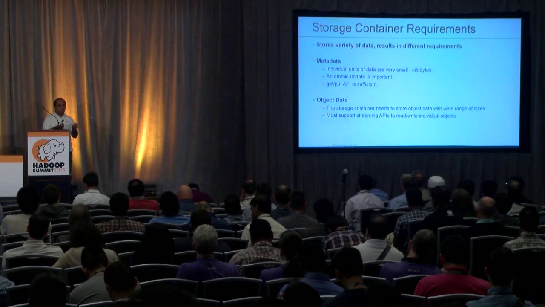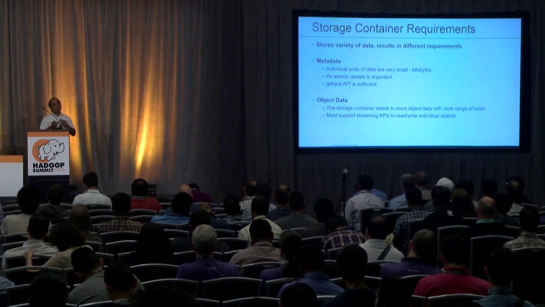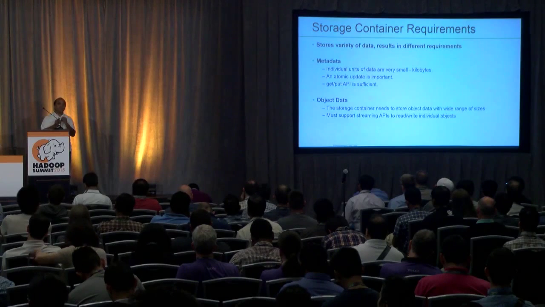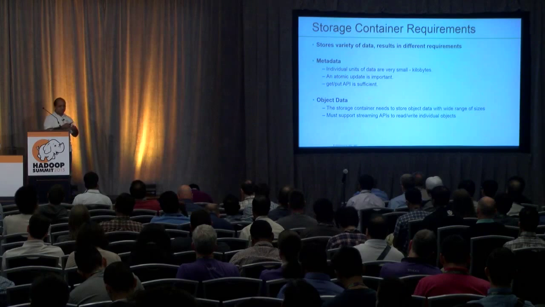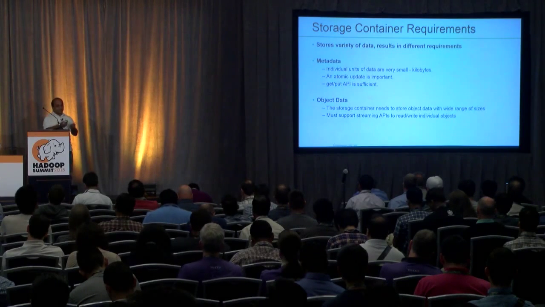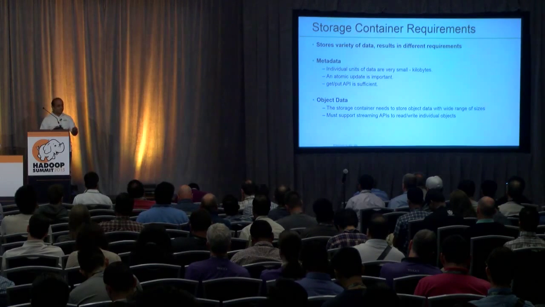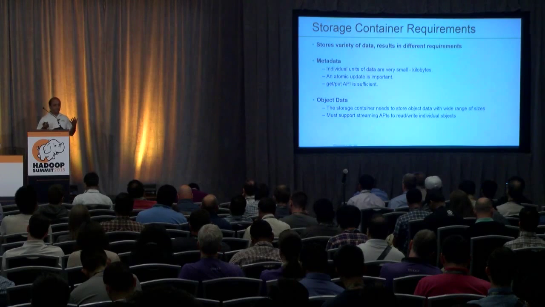But if you look at object data, which is a lot more varied in range, that produces different kinds of requirements. And here, for object data, atomic update is not really important, because in-place update is not really needed in many systems.